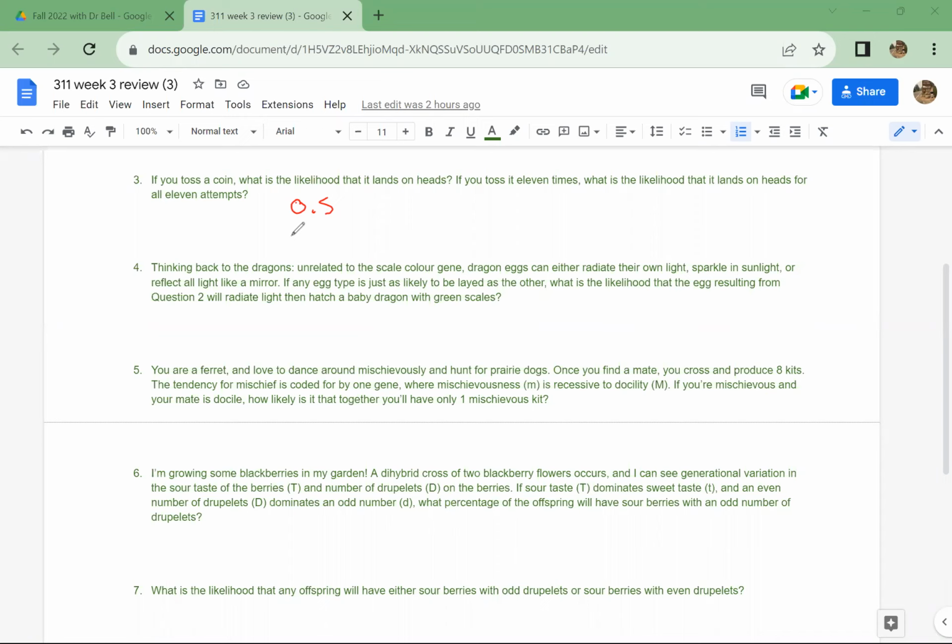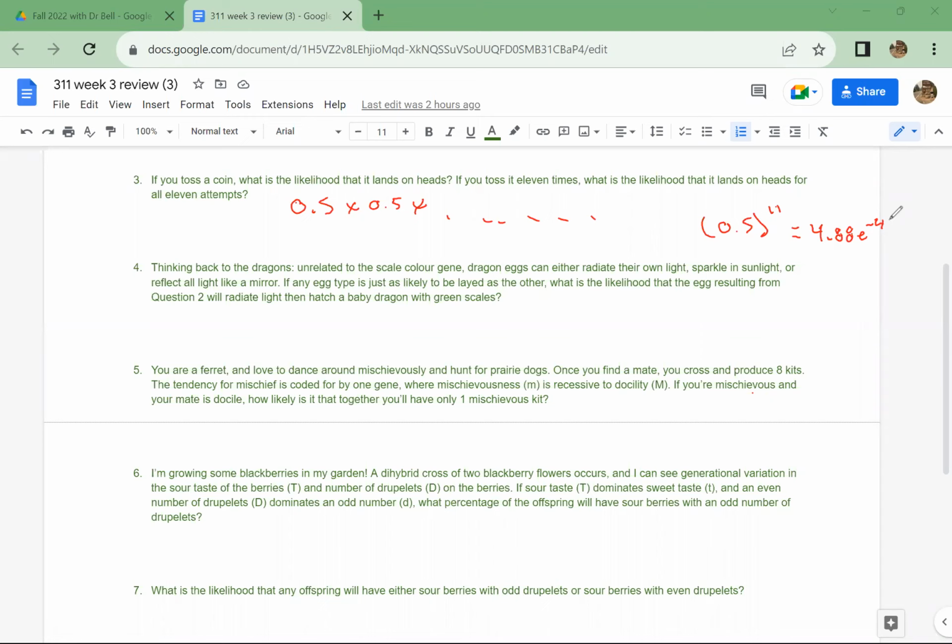So if we toss it 11 times, it's just going to be 0.5 times 0.5 times 0.5, 11 times. And we can also write that as 0.5 to the 11th power because we're math geniuses. And that gives us, I think I did the math earlier, something like 4.88 times 10 to the negative 4th power. Very simple example. I was just trying to word it better because it can be confusing.